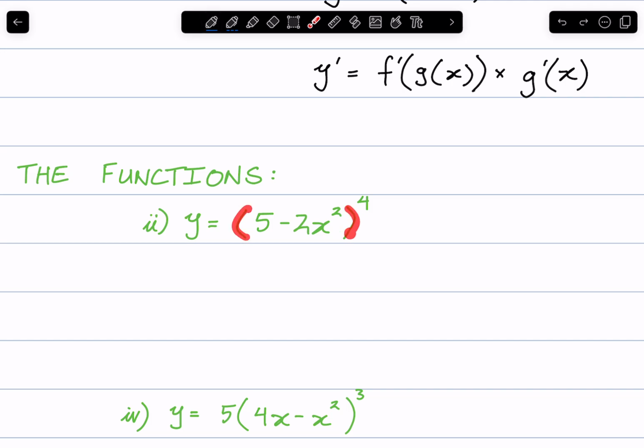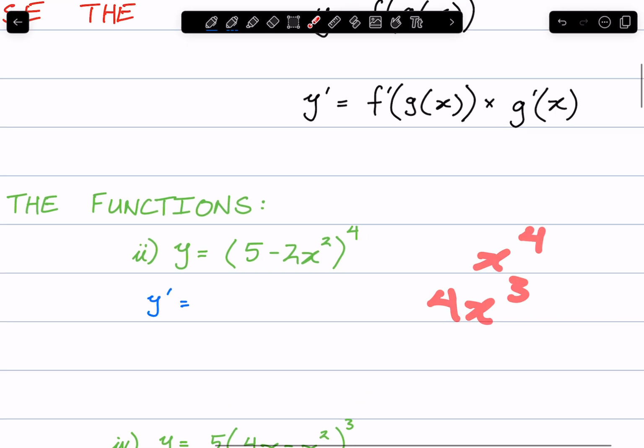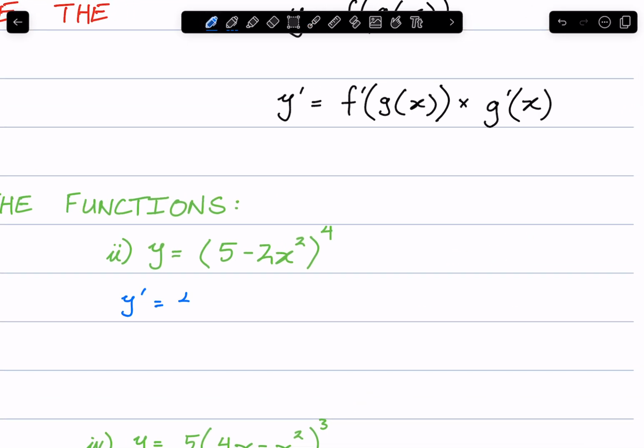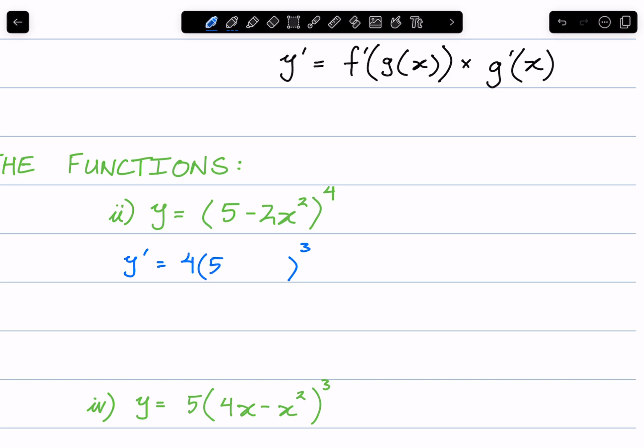We have x to the power of 4. Since we're now going to differentiate, the derivative of x to the power of 4 is 4x cubed. So we're going to differentiate the outer function first. So 4x cubed, leaving the inside function exactly as it is: 5 minus 2x squared. To this now we multiply by the derivative of the inside function.